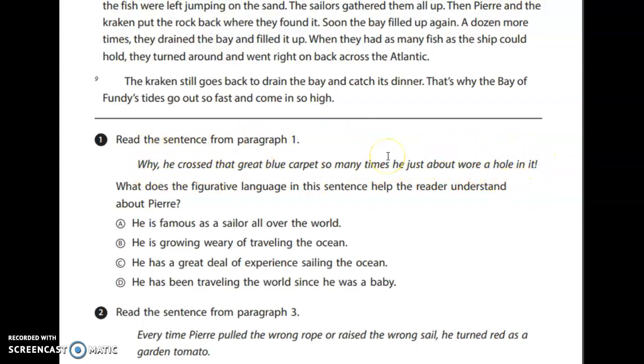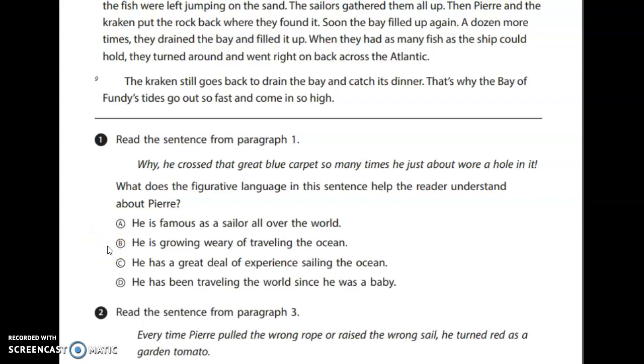It is a hyperbole. So what does the figurative language in this sentence help the reader understand about Pierre? A, He is famous as a sailor all over the world. If you think A is the answer, you are going to stand up.